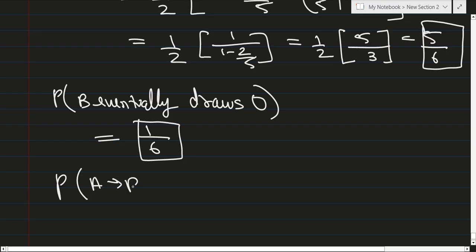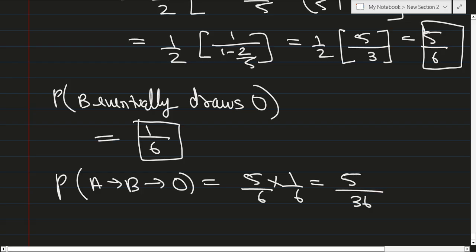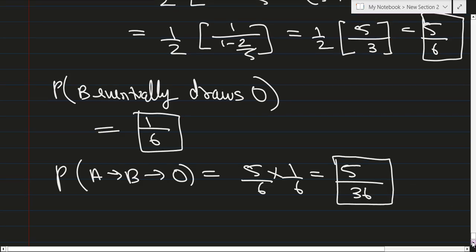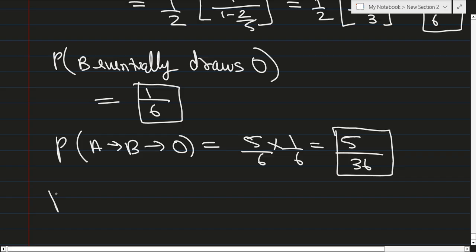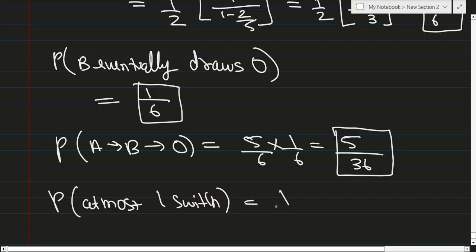Okay, so the total probability would be multiplying both these events: A switches to B by eventually drawing an odd number, and B eventually draws a 0, and the game ends. So this would be 5 by 6 into 1 by 6. This works out to be 5 by 36. So now we add both these case probabilities, and the final answer, probability of at most one switch, comes out to be 1 by 6 plus 5 by 36. Taking the LCM, we get 11 by 36.